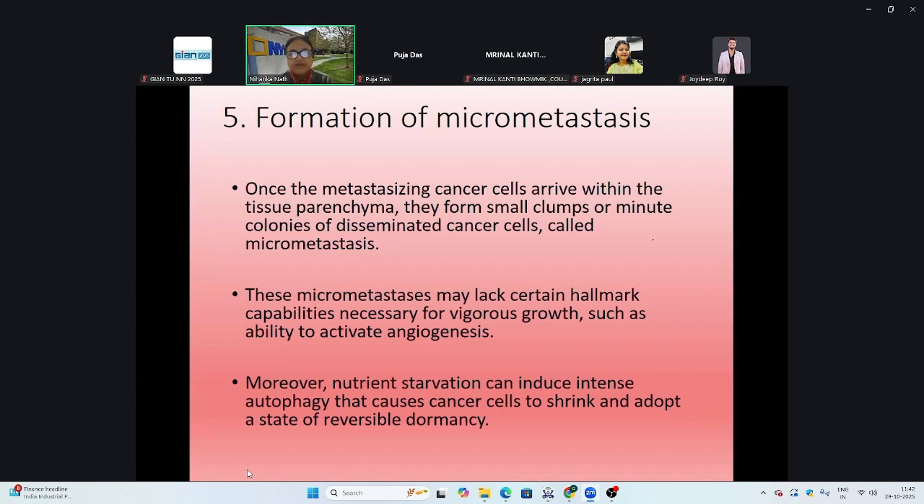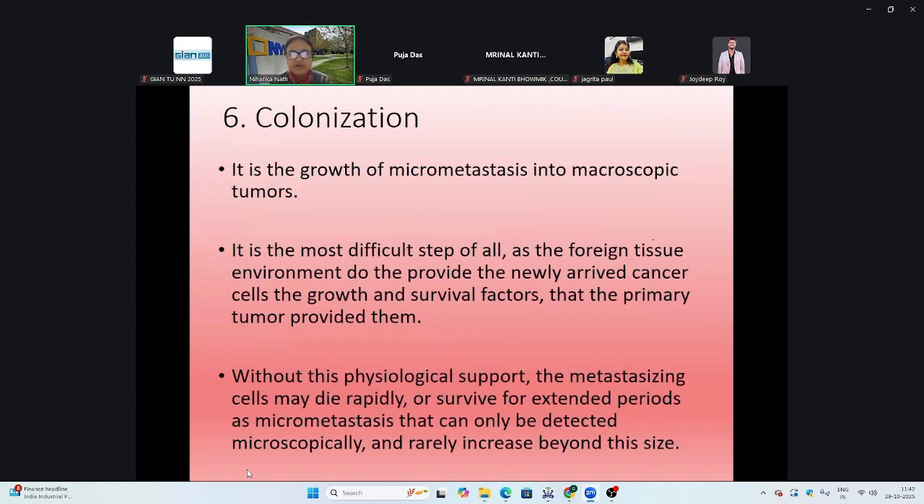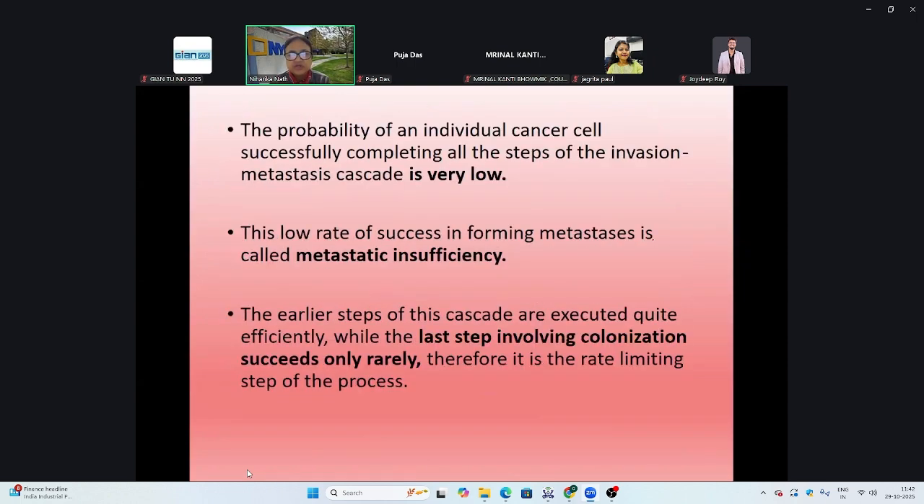And then what else? The rest is formation of micrometastases and then colonization. So I do have a nice video to show you that answers all of this. So the bottom line and the full story is that metastasis doesn't occur so much. There is a low rate of success.